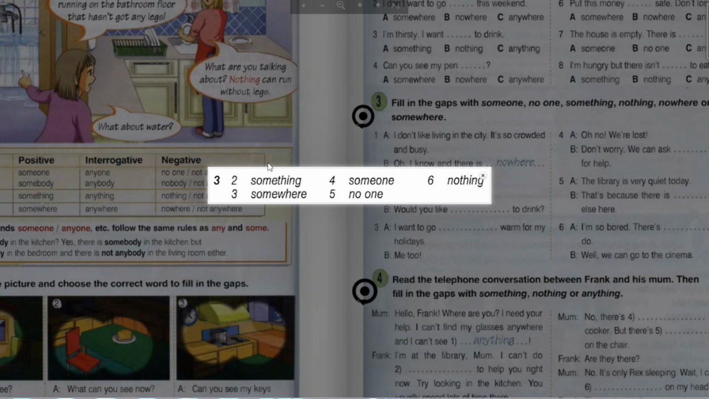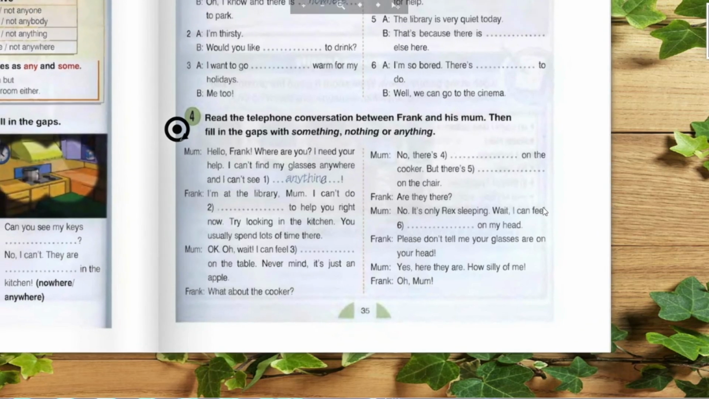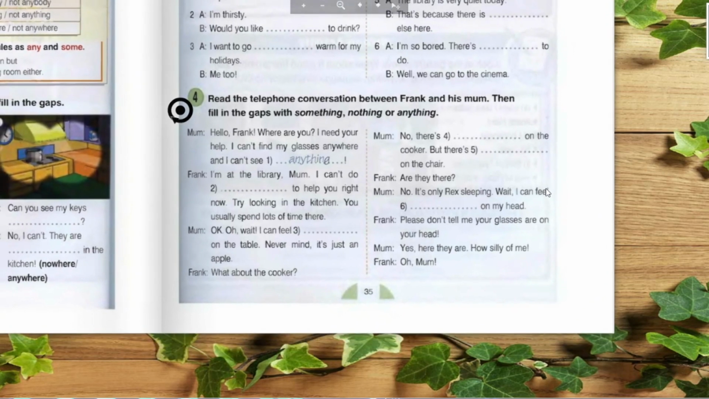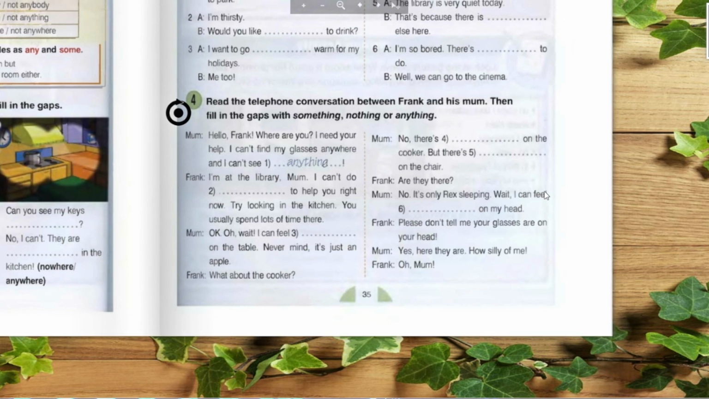Okay, you can also look at the answers here. So, the next exercise: read a telephone conversation between Frank and his mom. Then fill in the gaps with something, nothing, or anything.